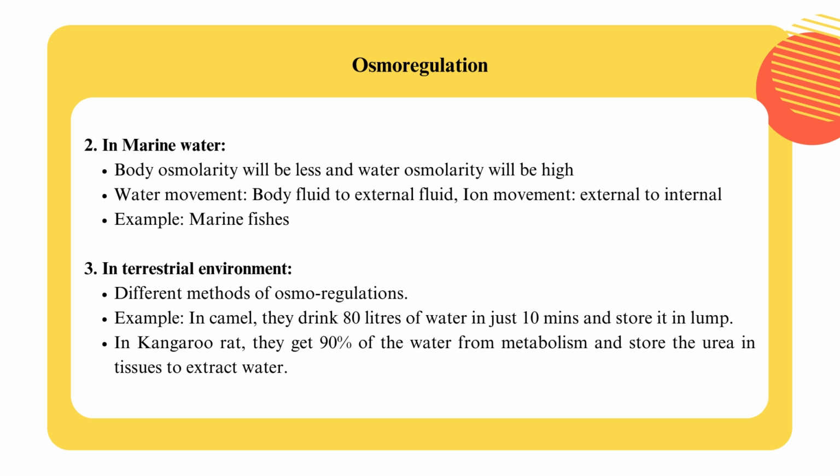Example: marine fishes. 3. In terrestrial environment, there are different methods of osmoregulation. Example: in camel, they drink 80 liters of water in just 10 minutes and store it in the hump. In kangaroo rat, they get 90% of the water from metabolism and store the urea in tissues to extract water.